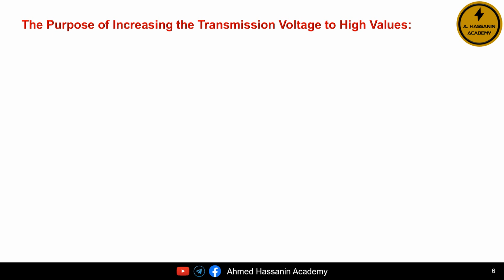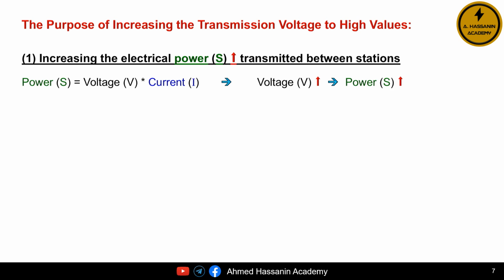However, we now want to understand the main advantages or the benefits we gain from increasing the transmission line voltage to high values. So, why do we increase the transmission voltage to high levels? First, increasing the transmission voltage allows us to transfer more electric power between stations. Remember, electric power, represented by the letter S, is the result of multiplying voltage by current. Power equals voltage times current. That means if we raise the voltage, we automatically increase the power we can transfer.